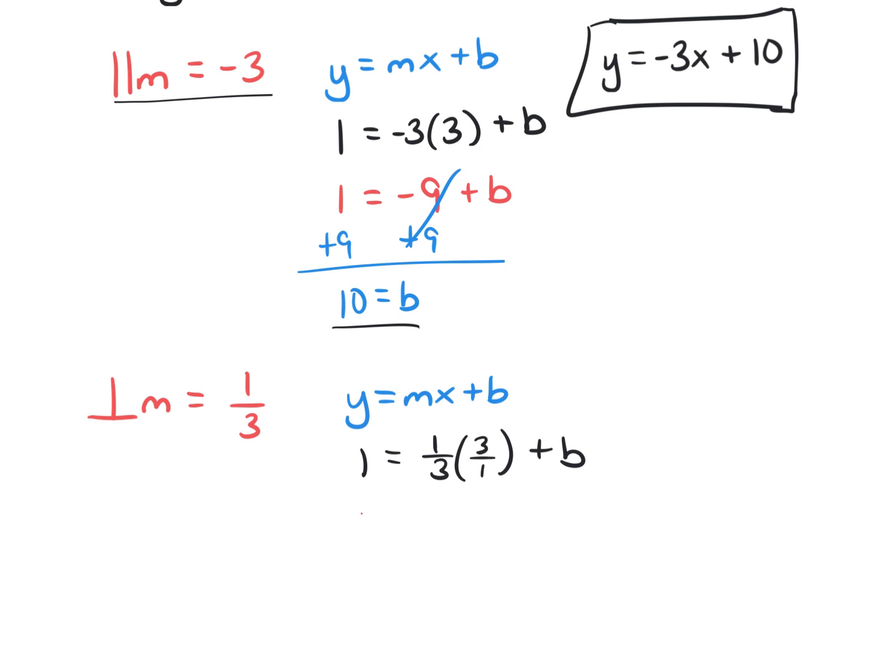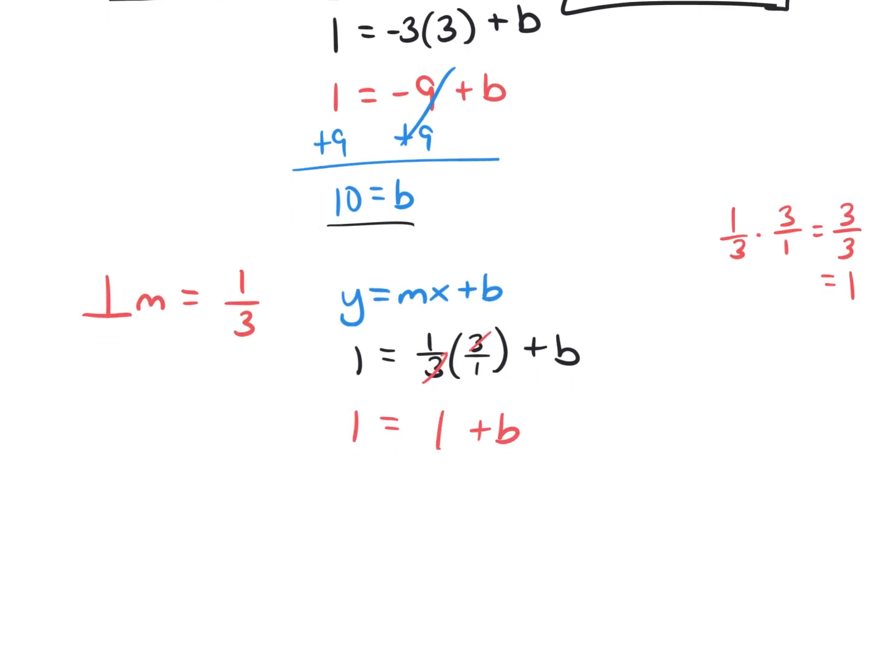Now we're simplifying. Remember when you can cancel some things out from top to bottom? What happens to these 3's? They can cancel, or you can think, if I have 1/3 times 1, or 3 over 1, you just multiply straight across. So that turns into 3 over 3, which is 1. Yep. What do I do from here? Subtract 1. So we get 0 equals b.